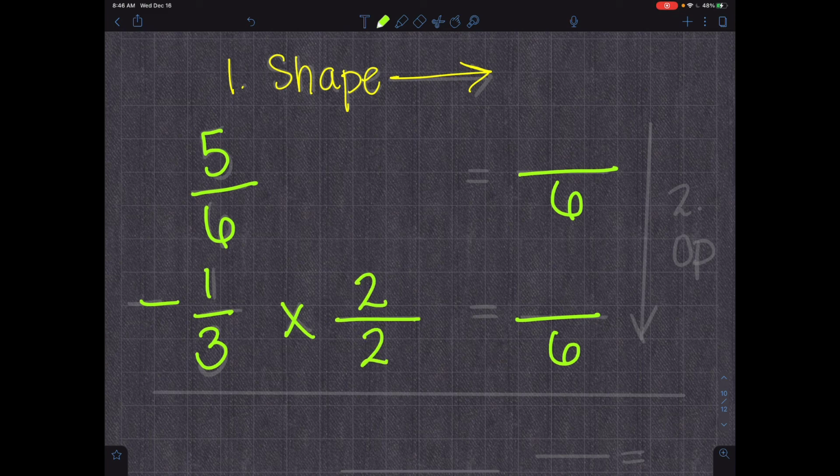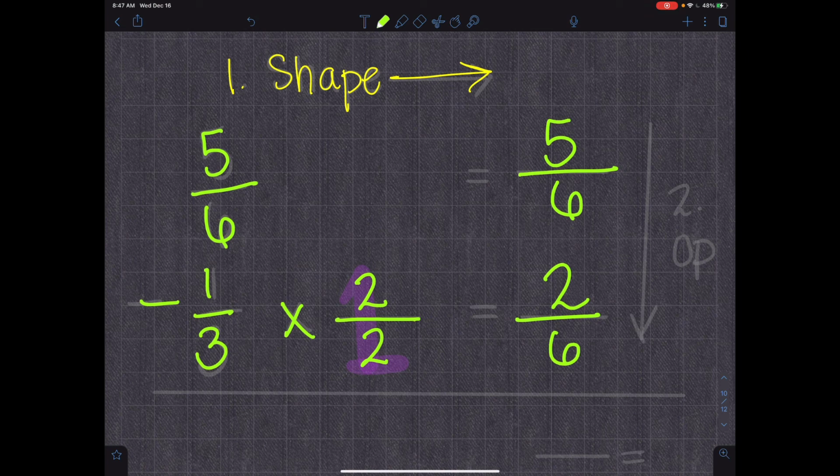We got to do the same thing to the top. That way we have a big fat 1 that we're multiplying it by. And let's do 3 times 2 is 6. 1 times 2 is 2. So 1/3 is the same as 2 over 6. What about 5/6? We don't need to change that at all. It already has a 6. So there we go. The shape part was easy.